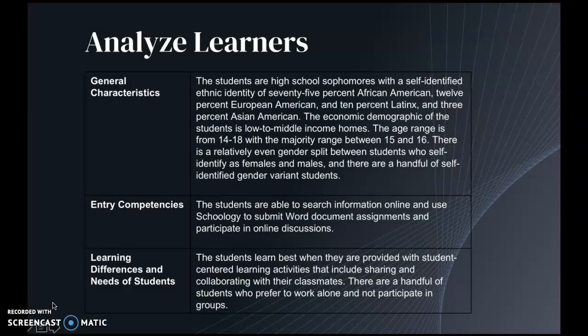The general characteristics of the students are high school sophomores with a self-identified ethnic identity of 75% African American, 12% European American, 10% Latinx, and 3% Asian American. The economic demographic of the students is low to middle income homes. The age range is from 14 to 18, with the majority between 15 and 16. There is a relatively even gender split between students who self-identify as females and males, and there are a handful of self-identified gender variant students as well.